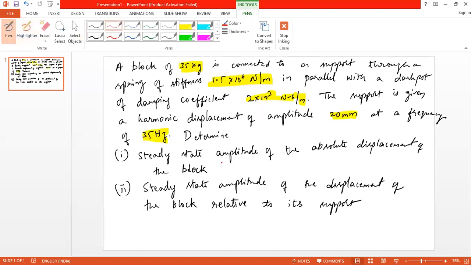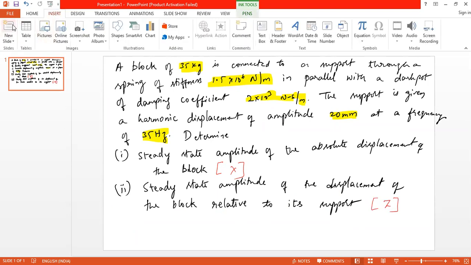That is, you need to find the value of x. And the steady state amplitude of the displacement of the block relative to its support. That is, you need to find the value of z. Okay, you need to find these two values.